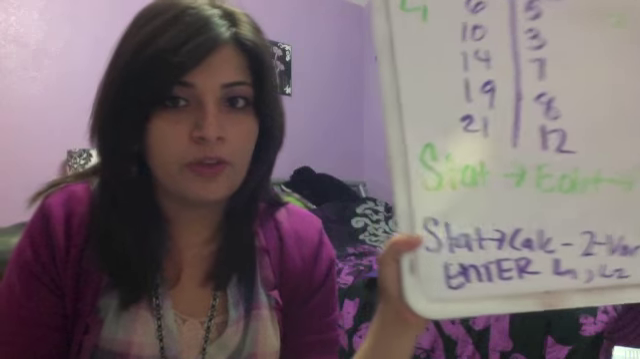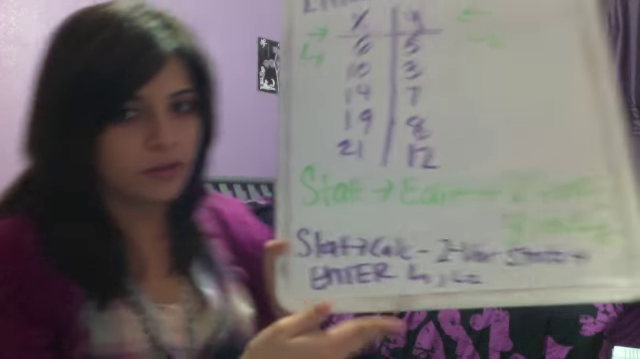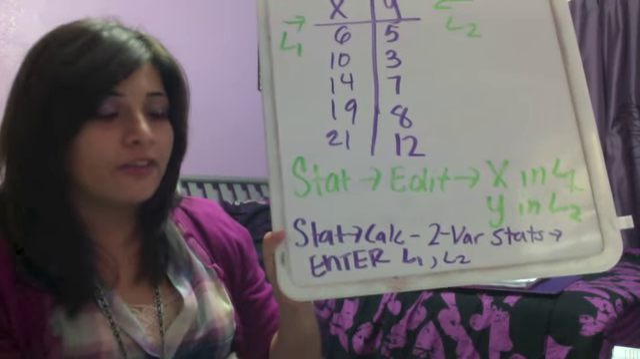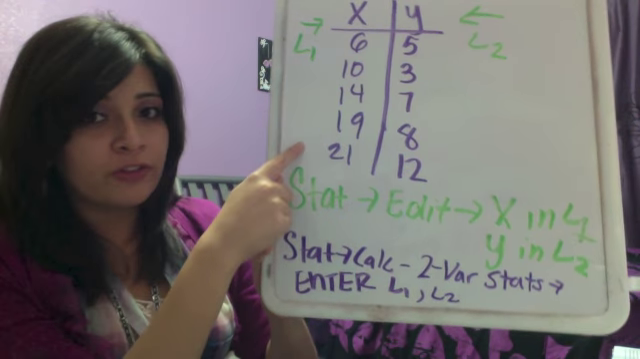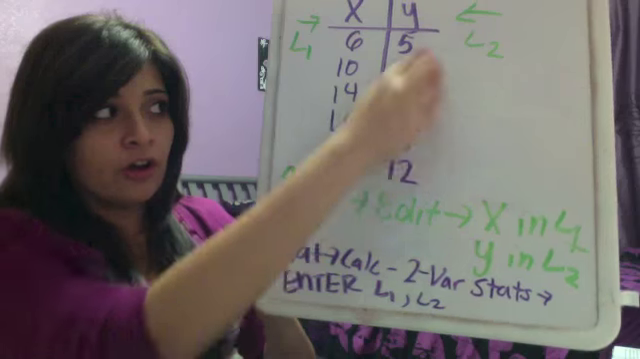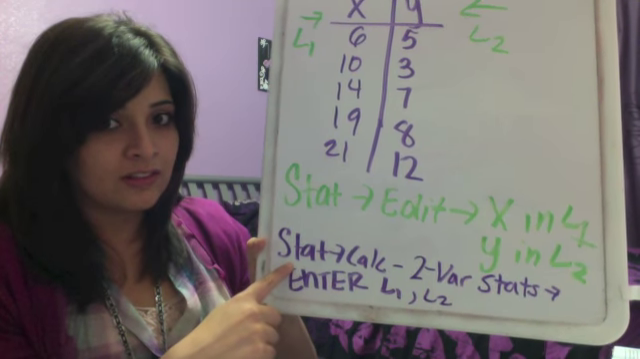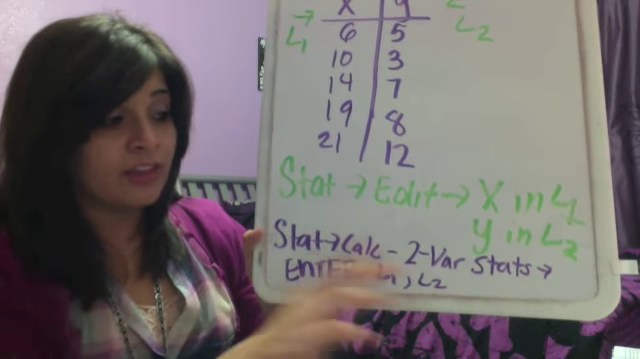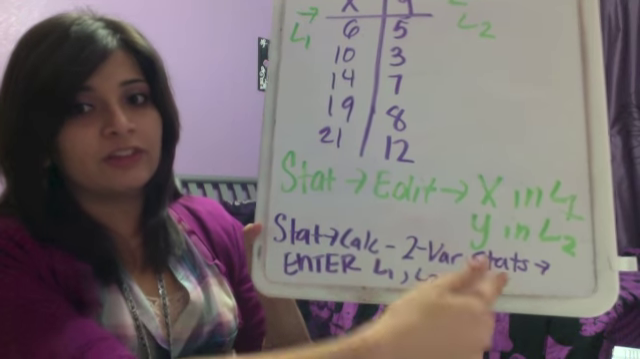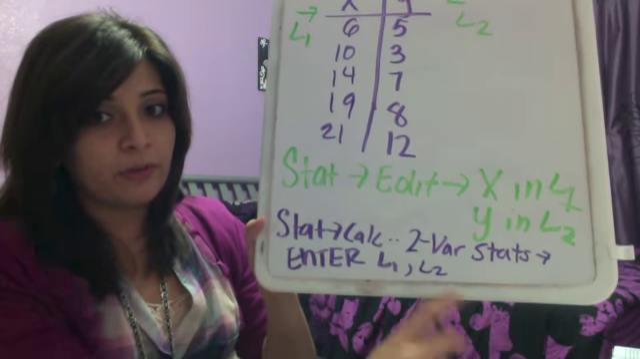Let me repeat it. Let me show you this. Look at the lime green. Sorry guys, having issues. First we go statistics, edit. You insert all these numbers in list 1 and all those numbers in list 2. Then we go to statistics, calculate, 2 variable stats. Then you press enter, but don't just press enter to get the 2 variable stats. When you get the screen, make sure you put L1.